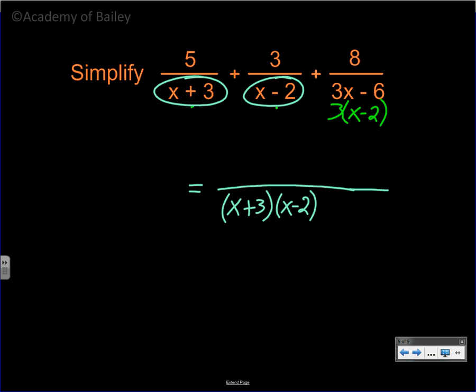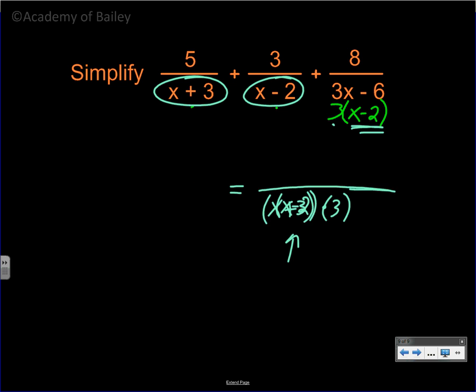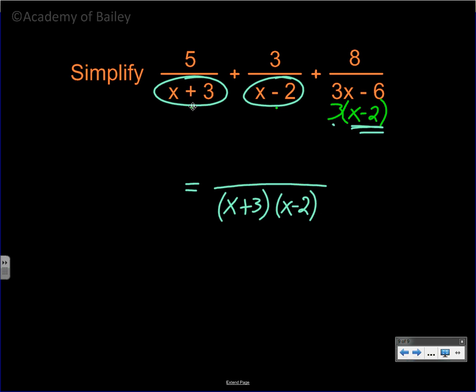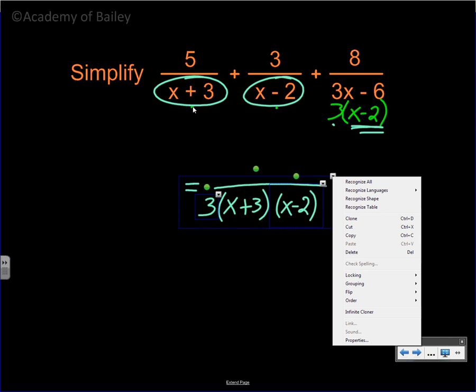And let's look at the last fraction, 3. 3 is not in there, so we can put 3 in parentheses, and then x minus 2. X minus 2 is already in the common denominator, so we're not going to add it in again. This will not be how the common denominator looks, because we're going to take that 3 and put it out front. And that's how the common denominator should look.